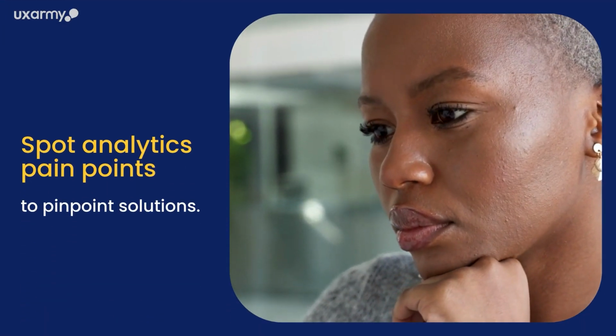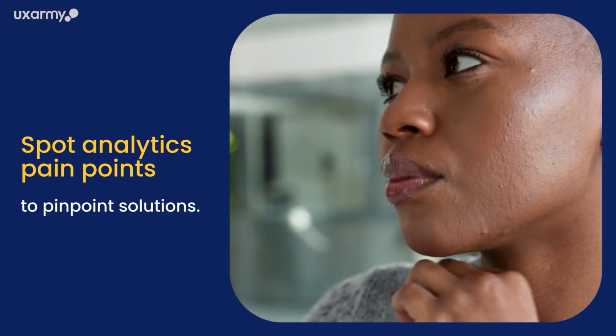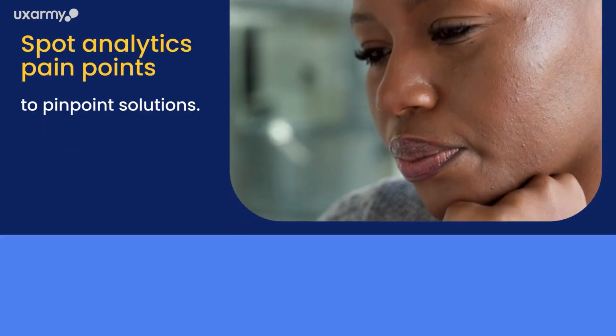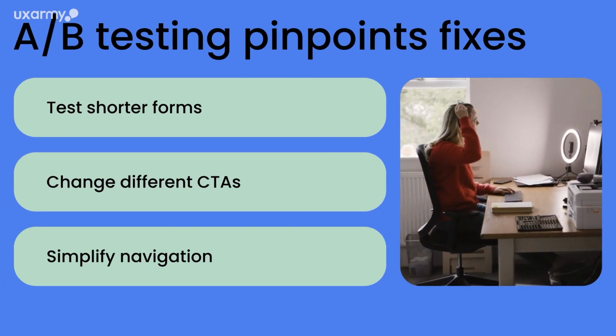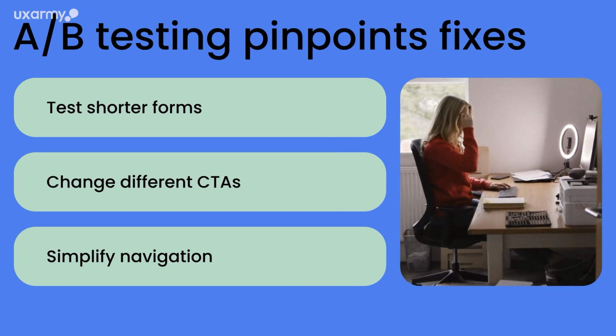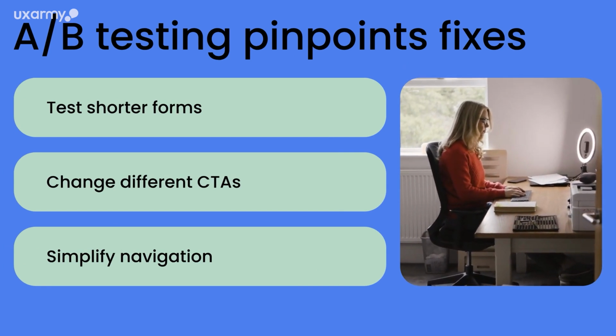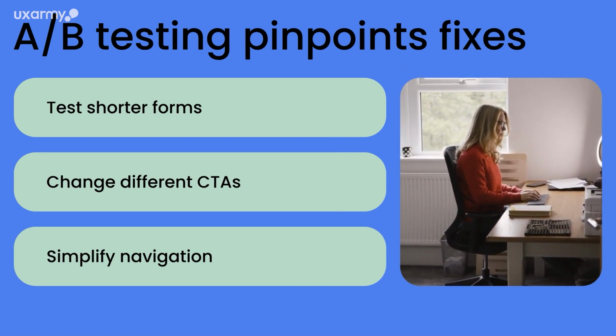If analytics reveal pain points, like high drop-offs in a sales funnel or users abandoning forms, A/B testing can pinpoint solutions. For example, test shorter forms, different CTAs, or simplified navigation.